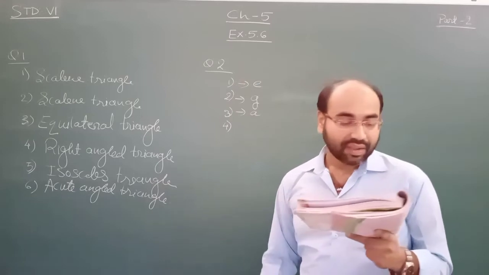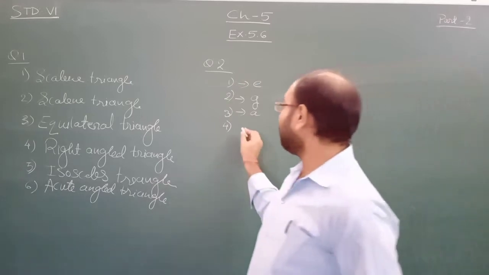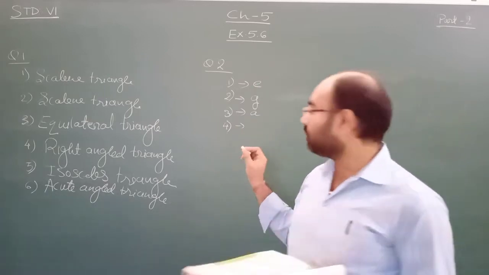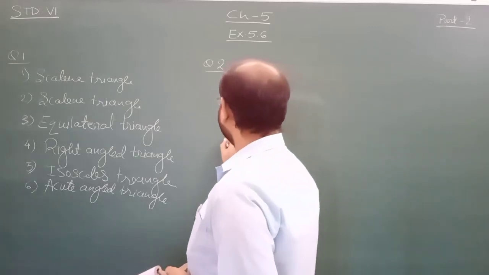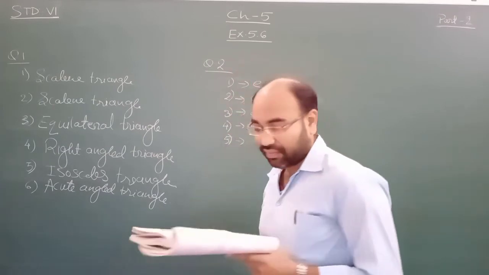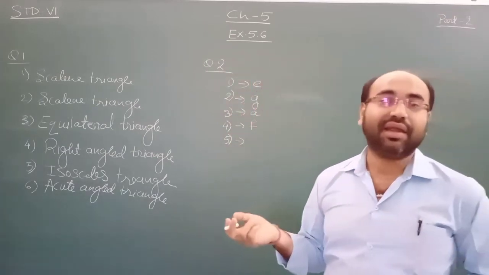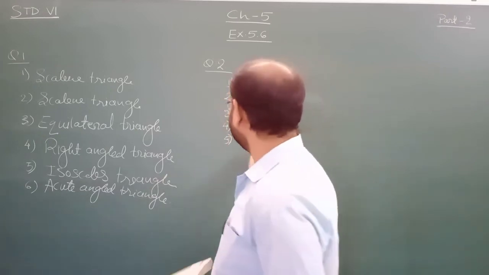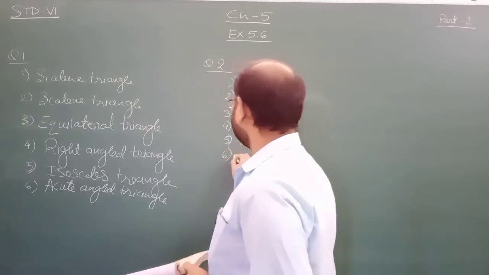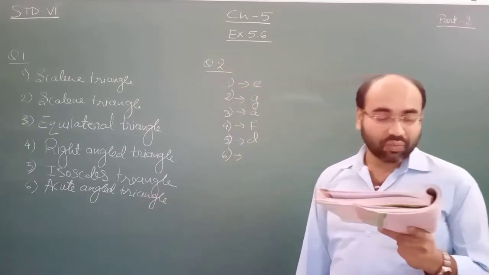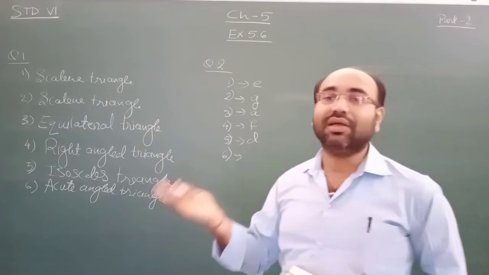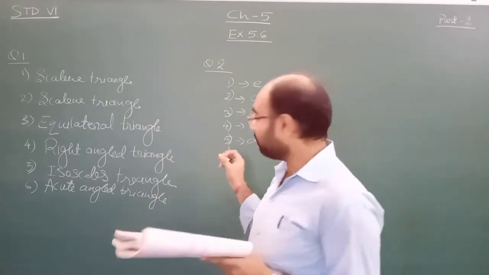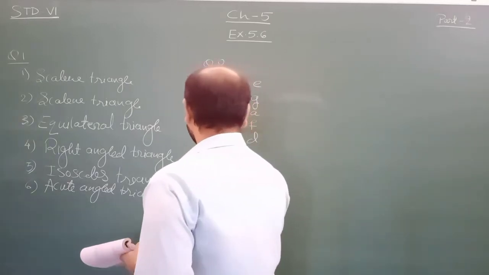Fourth one, three acute angles. If all three angles are acute, that triangle will be an acute angle triangle. So it is your option number F. Fifth one, it is given one right angle. There is one right angle, so obviously it will be a right angle triangle. So it is option number D. Sixth one, one obtuse angle. If there is one obtuse angle, then the whole triangle will be called an obtuse angle triangle. So that is your option number C.